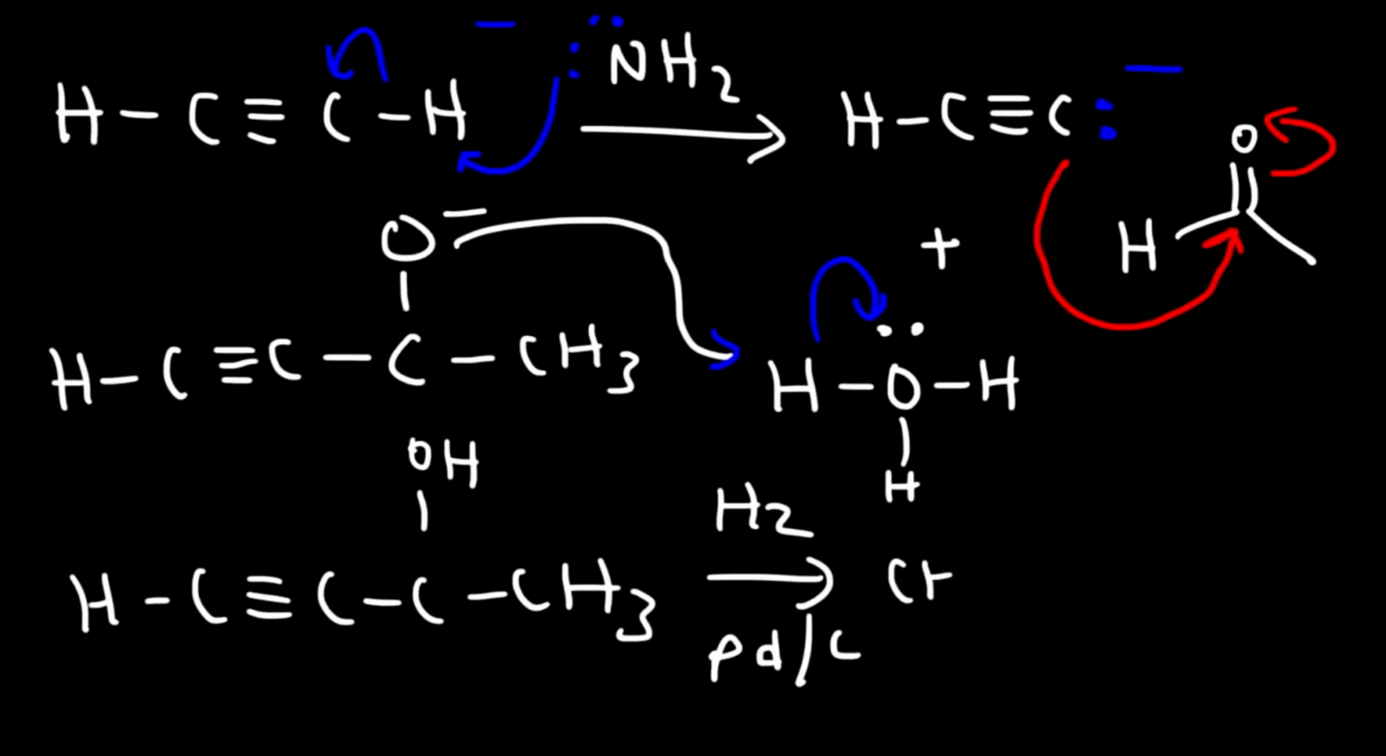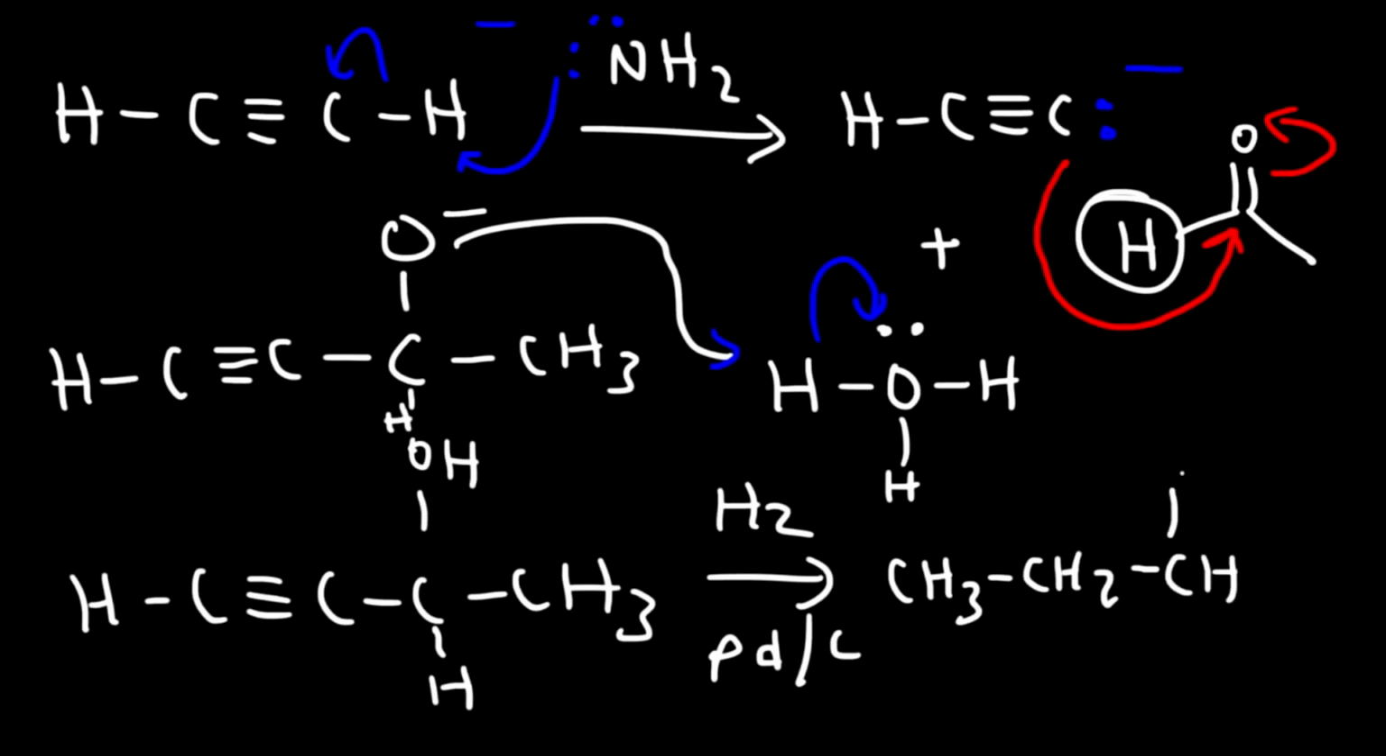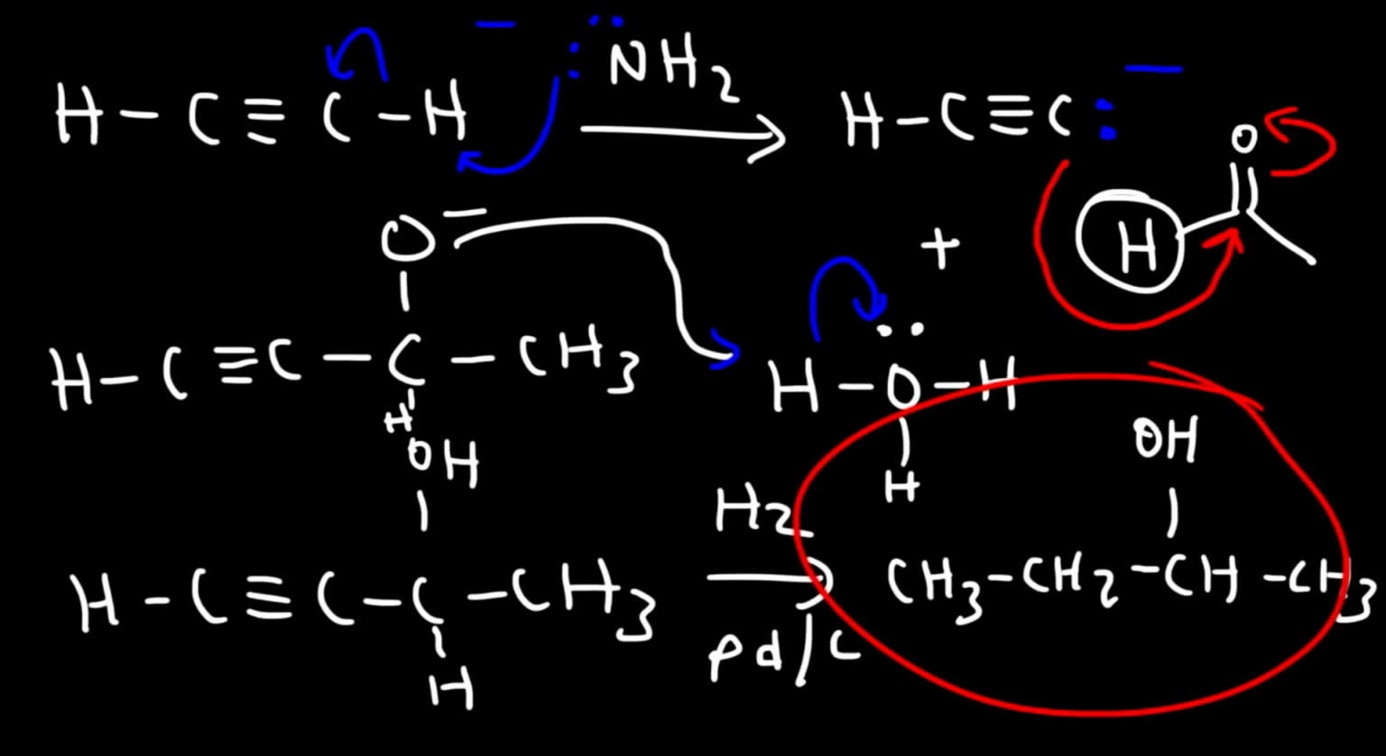So this is going to be CH3-CH2. And it's supposed to be a hydrogen here, which for some reason I forgot to add. Here it is here. So that carbon needs 4 bonds. And so this is going to be CH with an OH group and a CH3. So that's another way in which you can make an alcohol using an alkyne.